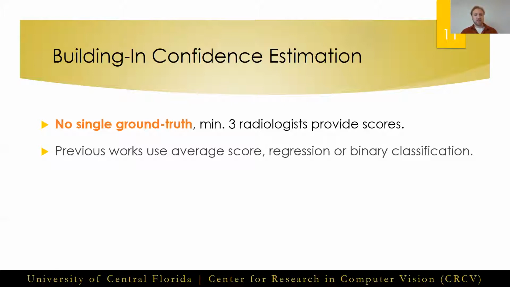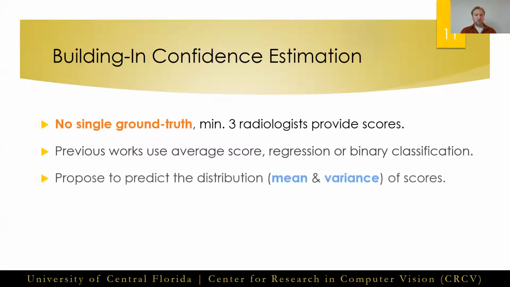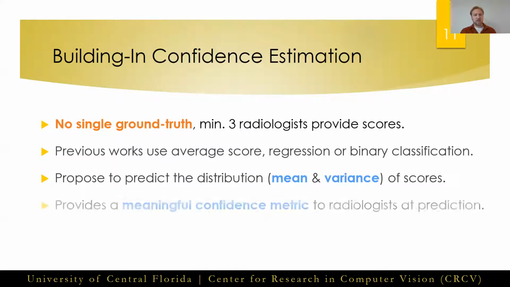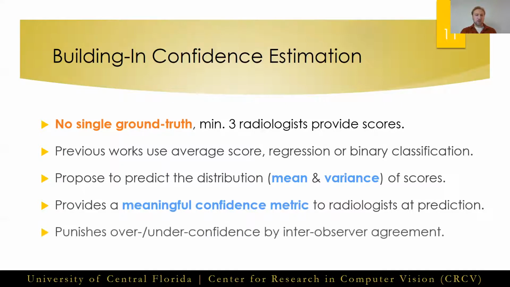To better model the uncertainty inherently present in the labels due to inter-observer variation, we propose to directly predict the distribution of radiologist scores by fitting a Gaussian function to the mean and variance as the ground truth for our classification vector. This allows us to model the uncertainty present in radiologist labels and provide a meaningful confidence metric at test time to radiologists. Nodules with strong inter-observer agreement will produce a sharp peak as the ground truth during training, in which case predictions with large variance, i.e. low confidence, will be punished.